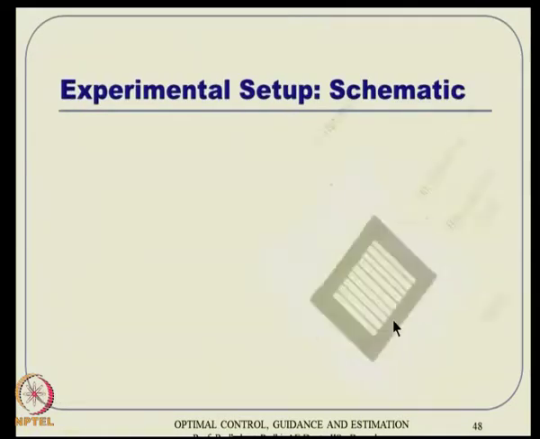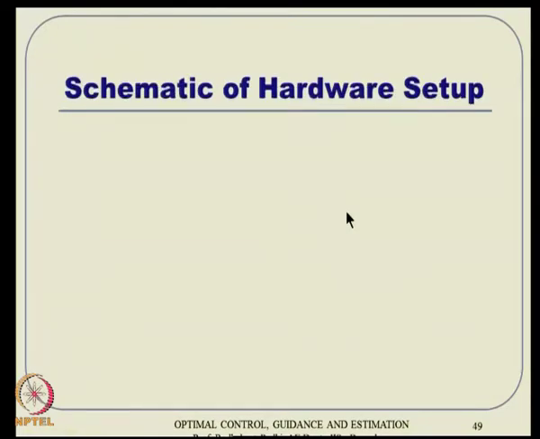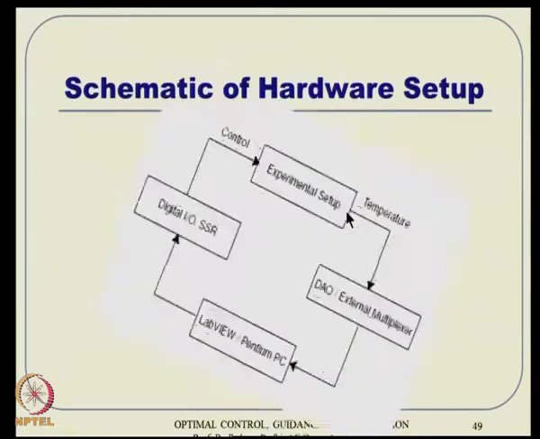Alright, so this is a schematic of this. You have these 11 thermocouples, you have the aluminum slab, you have taken a one dimensional heat conduction modeling, and there were 10 heaters. And there are some hardware settings, and conceptually it is like this.